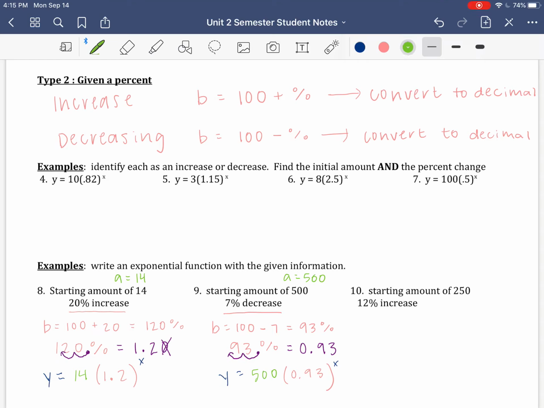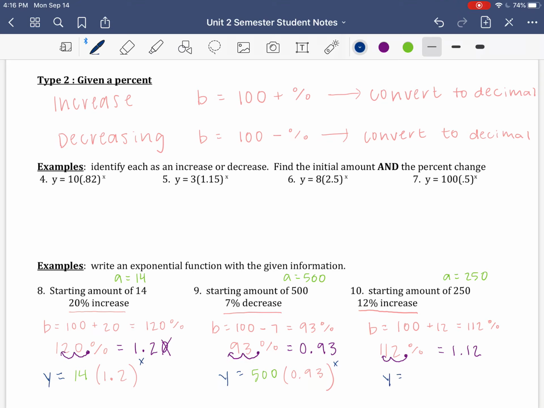In number 10, we've got a starting amount of 250 and a 12% increase. So increase means I'm going to add it to 100. So 100 plus 12 is 112%. And then we convert to a decimal. So 112% as a decimal, divide by 100, move your decimal 2 to the left, is going to be the same as 1.12.